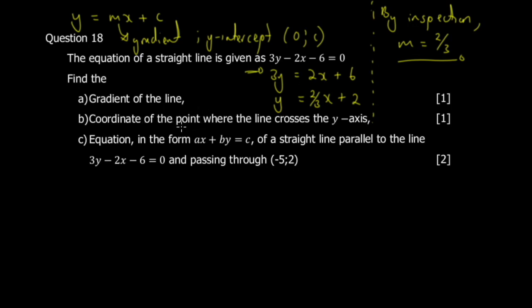Anyway, coordinate of the point where the line crosses the y-axis. So this is the y-intercept that I was telling you about. So what's the coordinate? You say again by inspection. This is for the other part. So the point should be 0, just like what you said. On the y-axis, x is equal to 0. And c is what? We're inspecting this, comparing them. So c is 2 in this case.